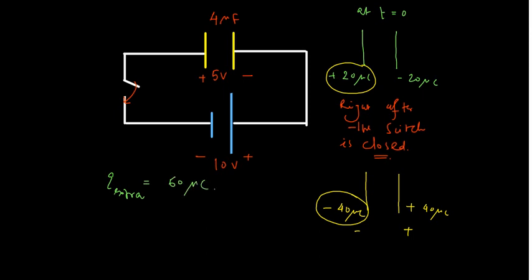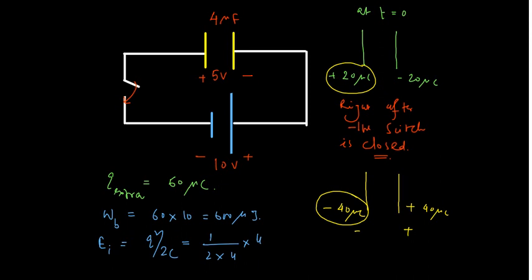So from here, what will be the work done by the battery? That is equal to 60 into 10, that is equal to 600 microjoule. Correct? Now, in the same way, what is the initial energy? EI is equal to, we have to apply Q square by 2C because it was not connected. So 1 by 2 into 4 into Q square means 400. So how much does it come? 150 microjoule. All right, fine.